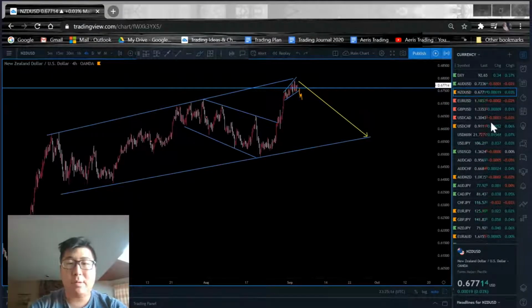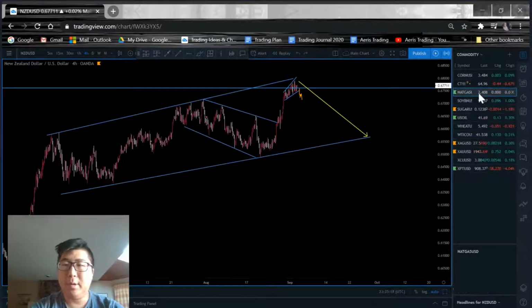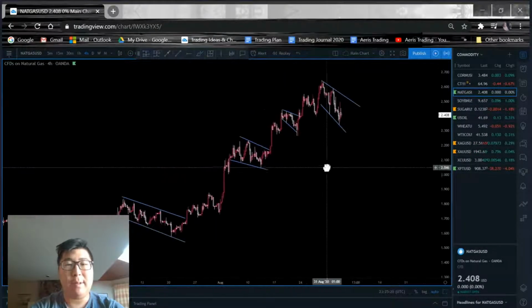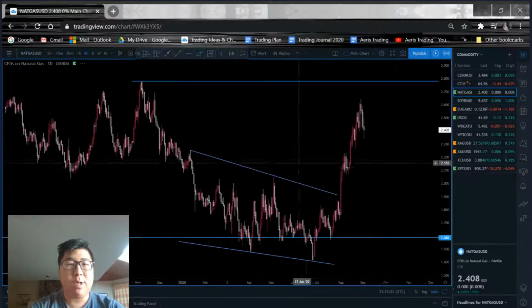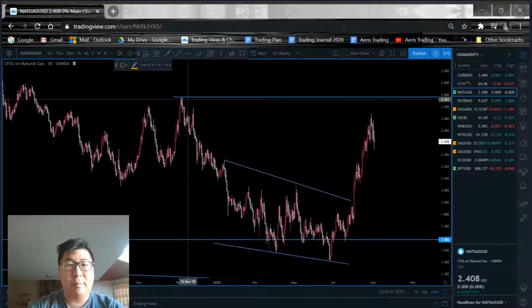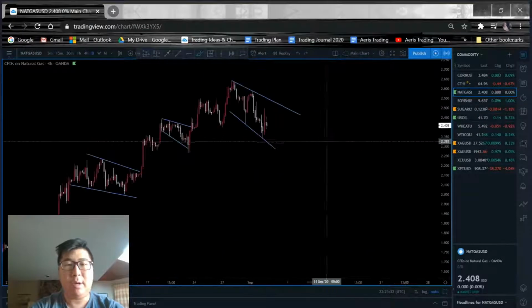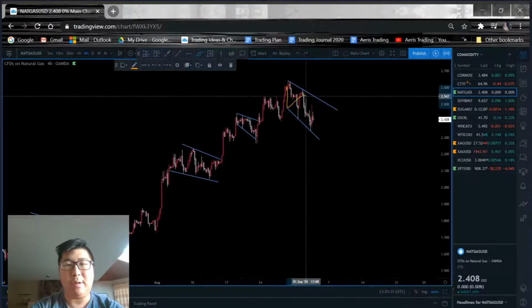Okay, so let's jump to commodities. Natural gas. Someone asked me to update natural gas. So natural gas, I have been saying that the next potential thing to look out for is that double top on the daily. It hasn't reached that, which is good, and it is forming a deeper correction now.